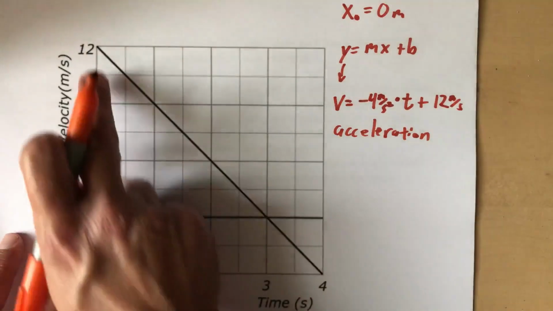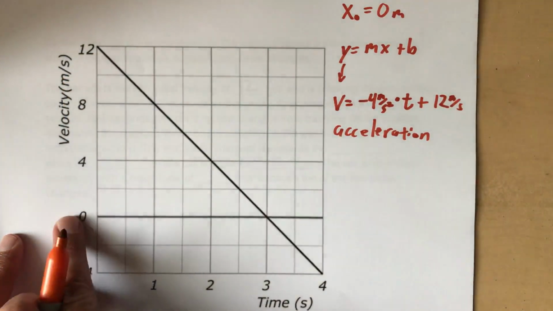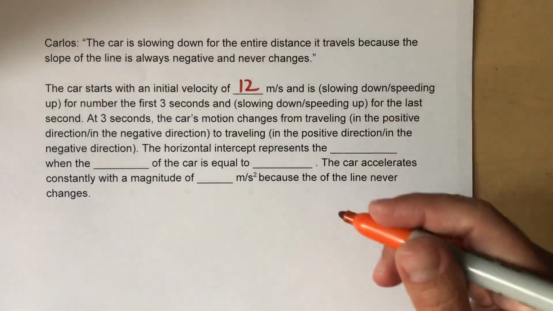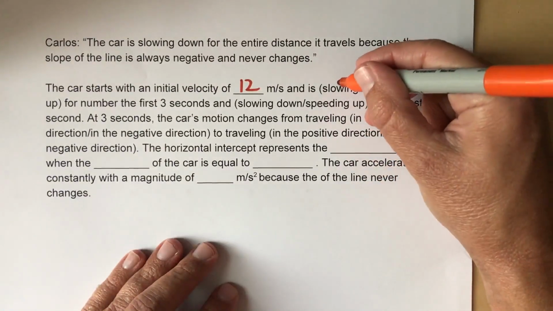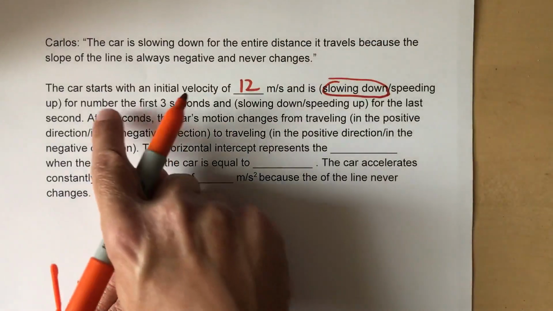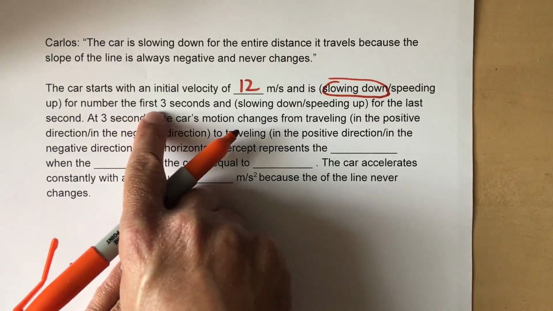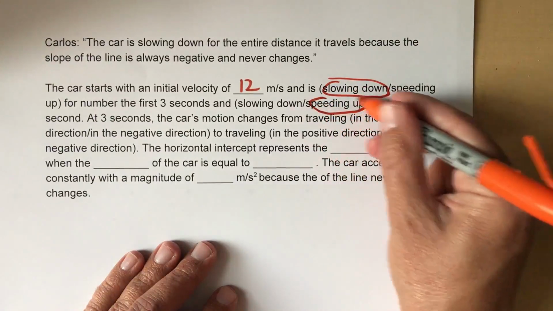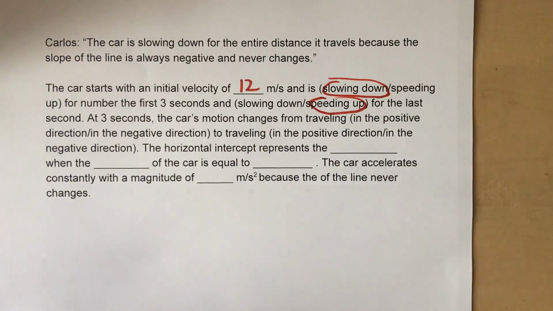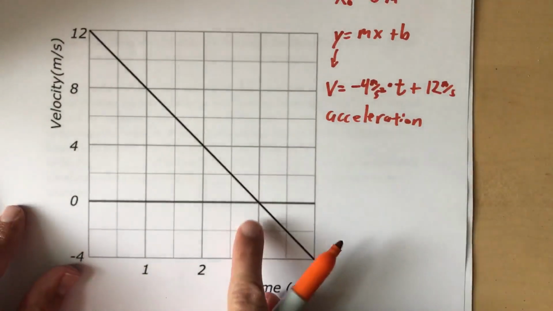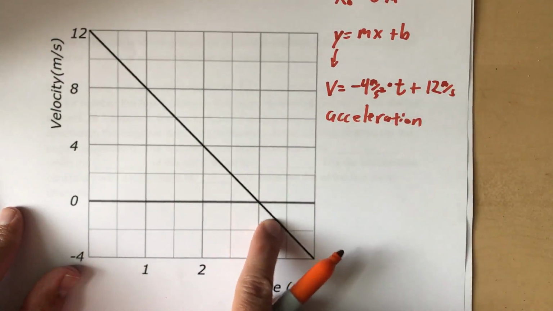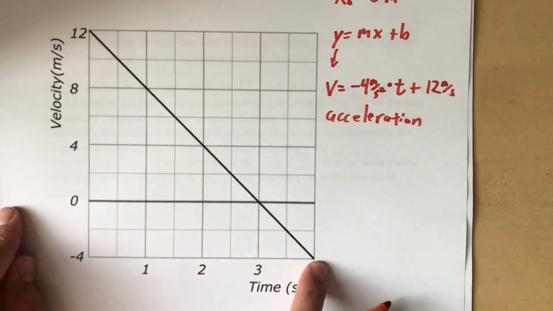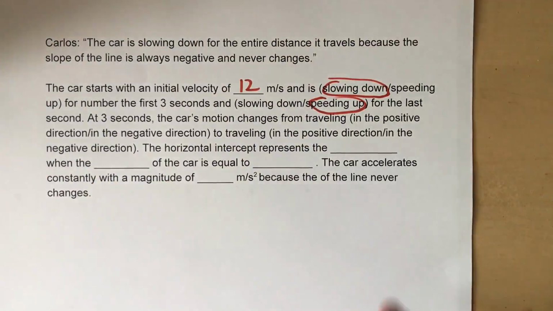How do we know it's initially slowing down? Because we are approaching the x-axis, which represents 0 meters per second. So it starts with 12 and is slowing down for the first 3 seconds, and then it is speeding up for the last second. How do I know it's speeding up for the last second? Because that's from 3 to 4, we're moving away from the x-axis. We went from 0 meters per second to -4 meters per second.